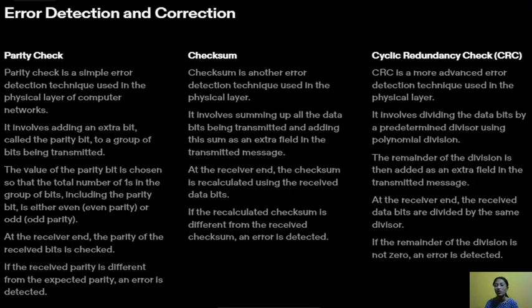And also CRC is a more advanced error detection technique used in the physical layer. It involves dividing the data bits by a predetermined divisor using polynomial division. The remainder of the division is then added as an extra field in the transmitted message. At the receiver end, the received data bits are divided by the same divisor. If the remainder of the division is not 0, then an error is detected.